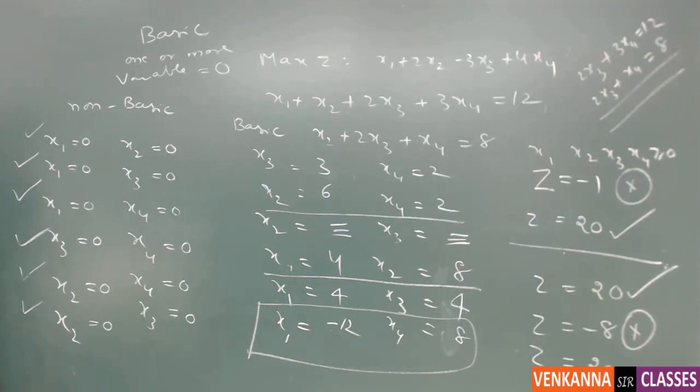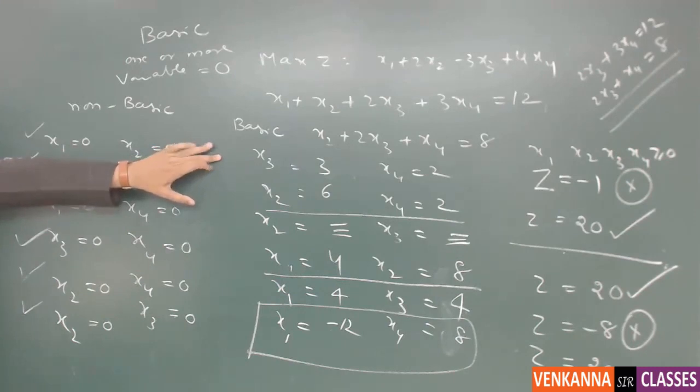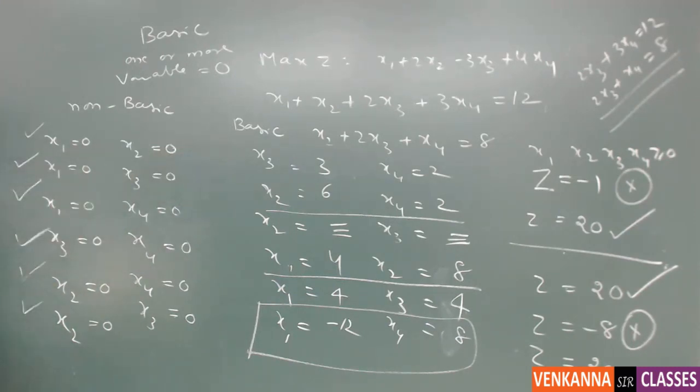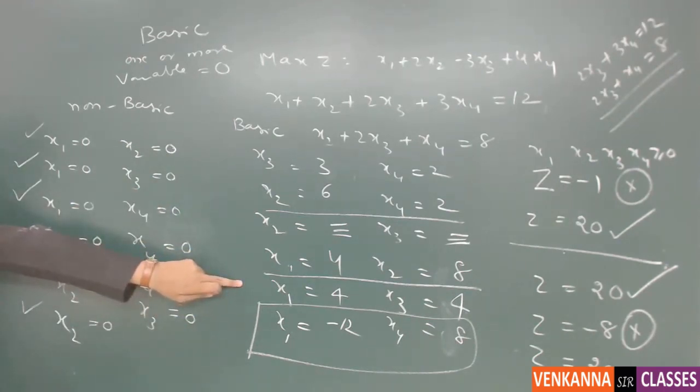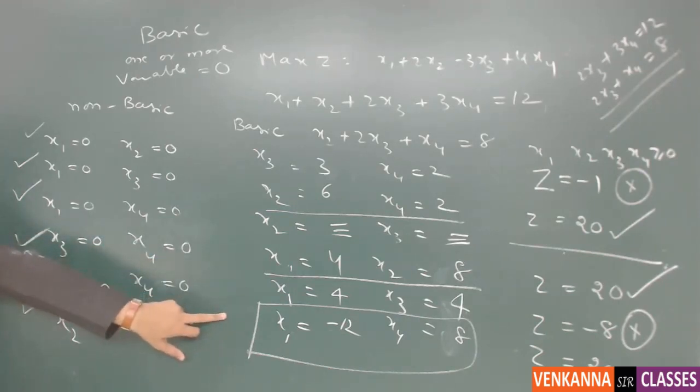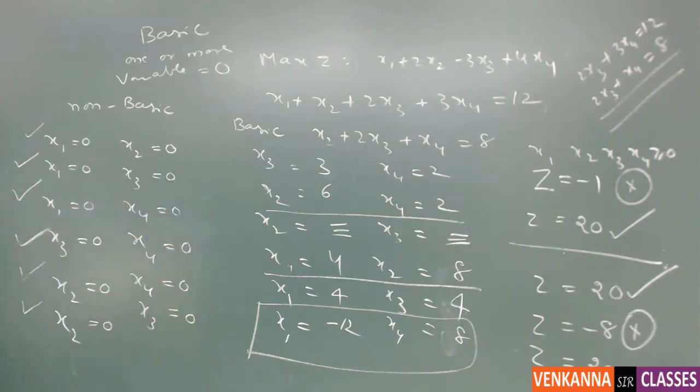So optimal solutions are attained by 2 points, x2 equal to 6, x4 equal to 2, remaining 2 are 0, and x1 equal to 4, x2 equal to 8, remaining 2 are 0, and the optimal value of z is 20. We won't consider the last value because x1 is negative, and z is equal to minus 1, we won't consider. So this is a basic solution, but it is not feasible because z is minus 1 there. Remaining are feasible solutions. This is also not feasible because z is minus 8, and this thing we won't consider. That is the overall idea for the problem.